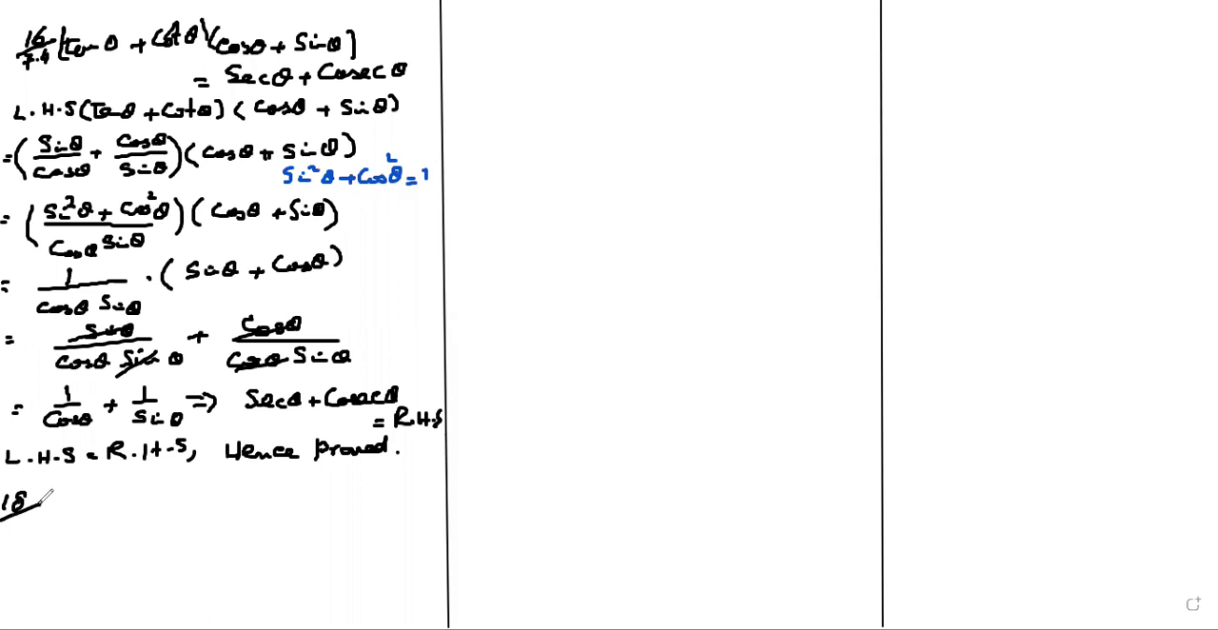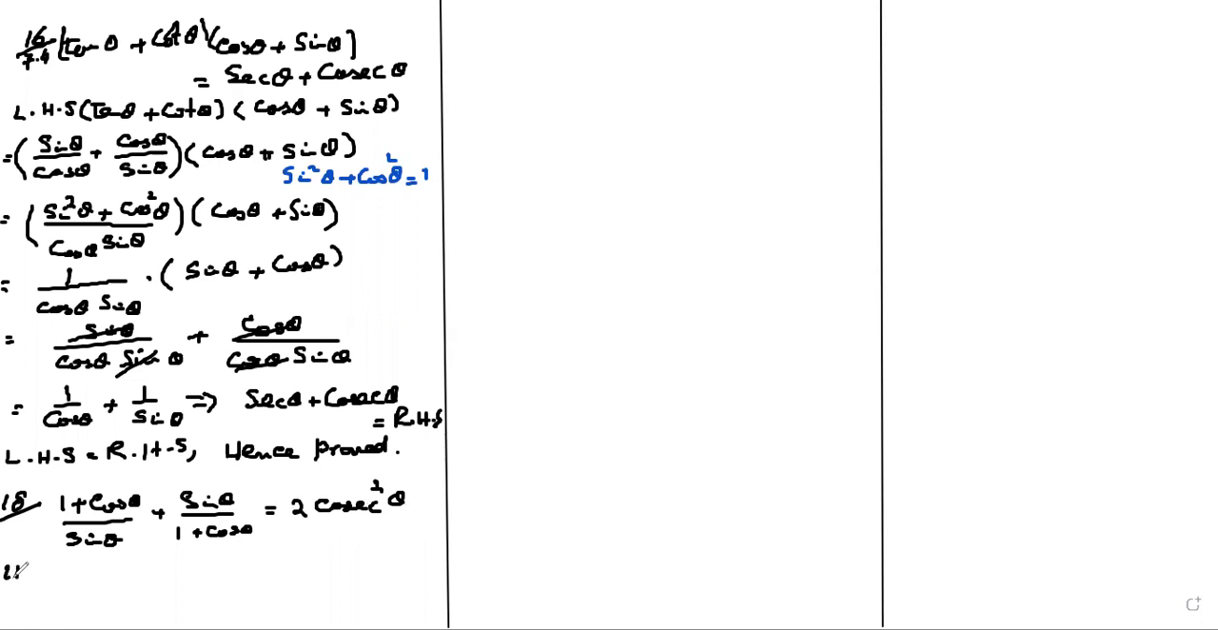One plus cosine theta over sine theta plus sine theta over 1 plus cosine theta. We have to prove that it is equal to 2 times cosecant square theta. So we will take the complicated side, which is the left hand side.